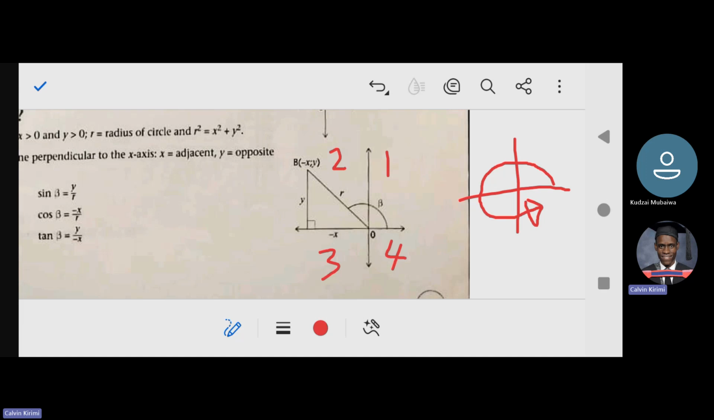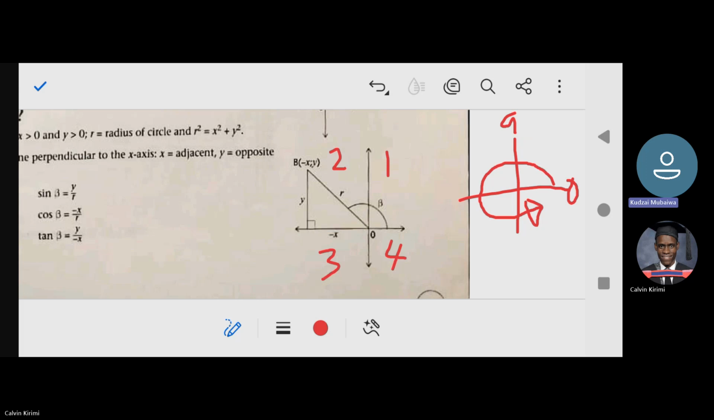Anti-clockwise. That's how we move. So our 0 is here. Then you go 90 anti-clockwise. Then we come to 180. Then we come to 270. Then lastly, 360. You come to the original. It is here. Okay?